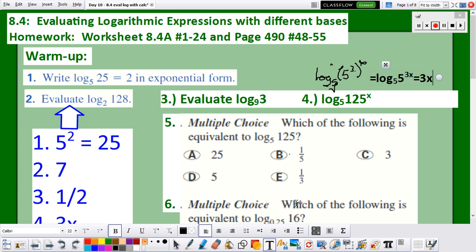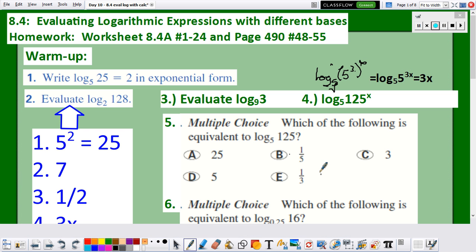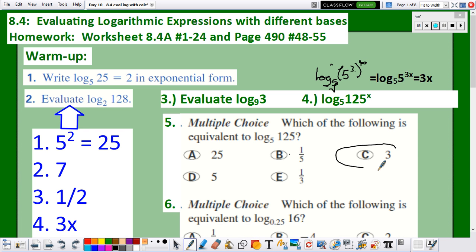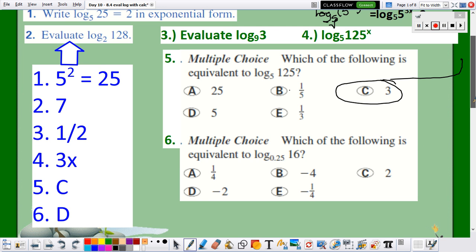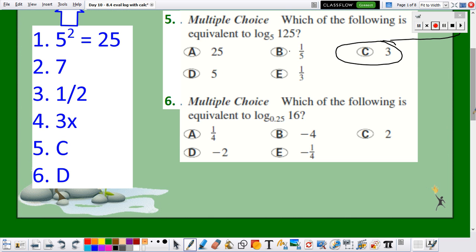Which of the following is equivalent to log base 5 of 125? That's just 3. And then number 6, which of the following is equivalent to log base 0.25 of 16? It's important to think of this 0.25. Let's see if we can do this without getting real gross. As log base 1/4 of 16.